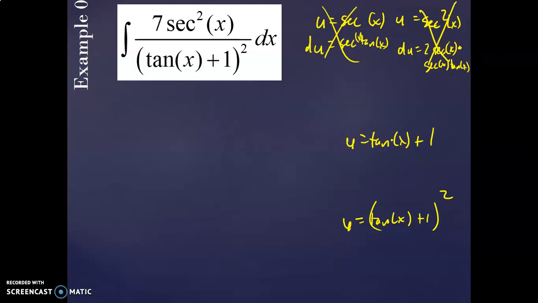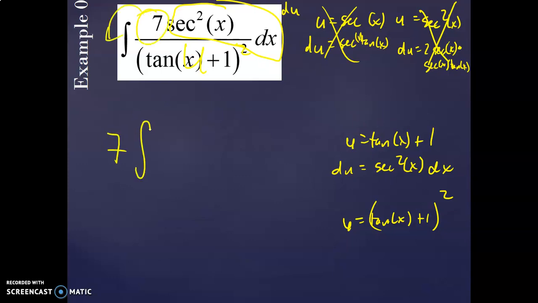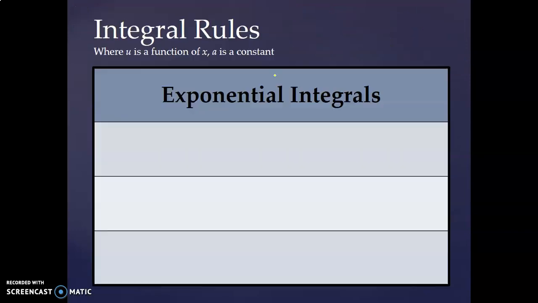If I make my u be tangent, then my du would be secant squared of x dx. So this is looking good because I can make my secant squared of x dx be my du, and then I've got u squared on the bottom. So this 7 would go out front. I'd have 7 integral du over u squared, so I'd rewrite it as the integral of u to the negative 2 du. We've already done this problem, so I'm not going to finish it, but I just wanted to talk about how it's not always obvious what to use for u. Sometimes you just have to try different things.